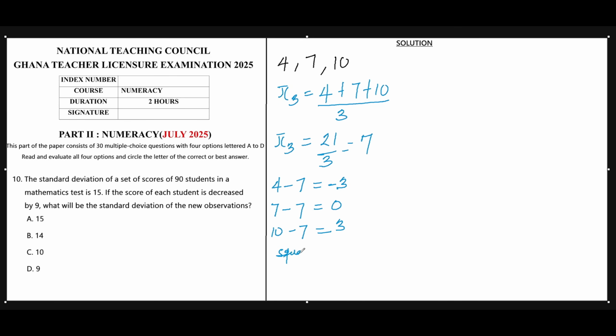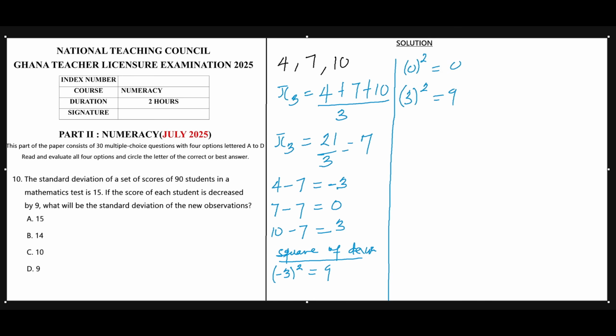Next is the square of the deviations. The square of the deviation of the first score is minus 3, all squared. This gives us positive 9. Then the next one, 0 squared, is 0. And then the third deviation, positive 3, all squared, gives 9. So these are the squares of the deviations.